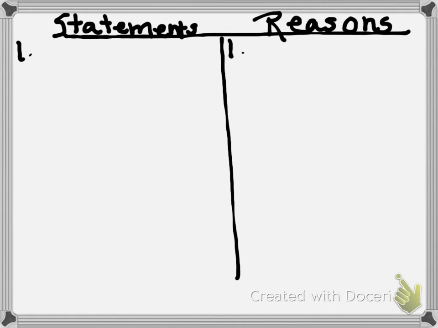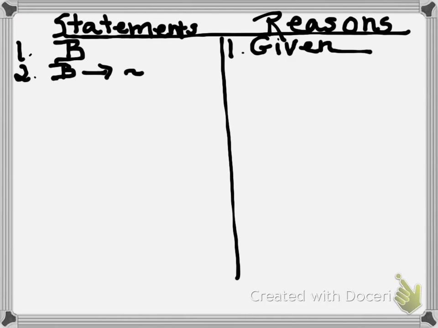Because if I have a true hypothesis, I have to have a true conclusion. Otherwise, T implies F would have been a false conditional. And this conditional is given to be true. So in the proof, the first line, I'm going to put the single statement B. And it is given to be true. Then I'm going to put in B implies not D, which is given to be true.